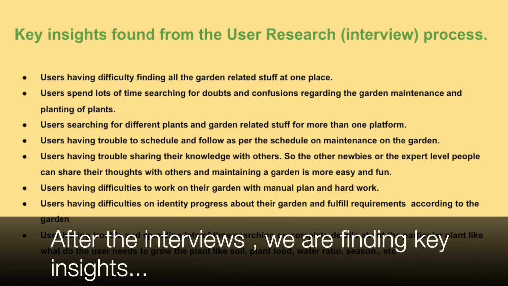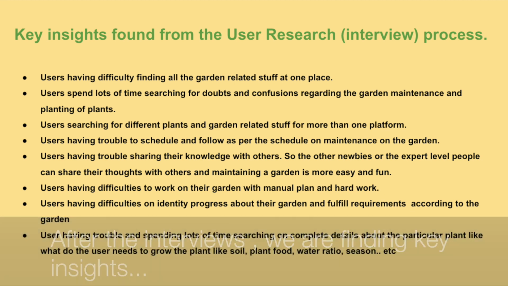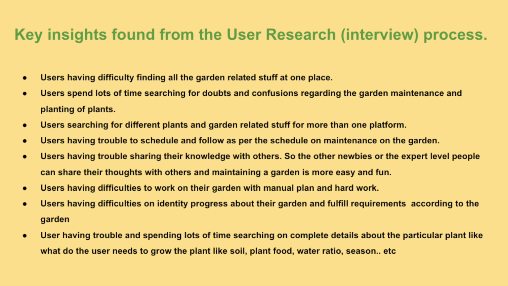Users have difficulty finding all the garden related stuff in one place. Users spend a lot of time searching for answers to doubts and confusions regarding garden maintenance and planting of plants. Users search for different plants and garden related stuff on more than one platform. Users have trouble scheduling and following the schedule for maintaining their garden.